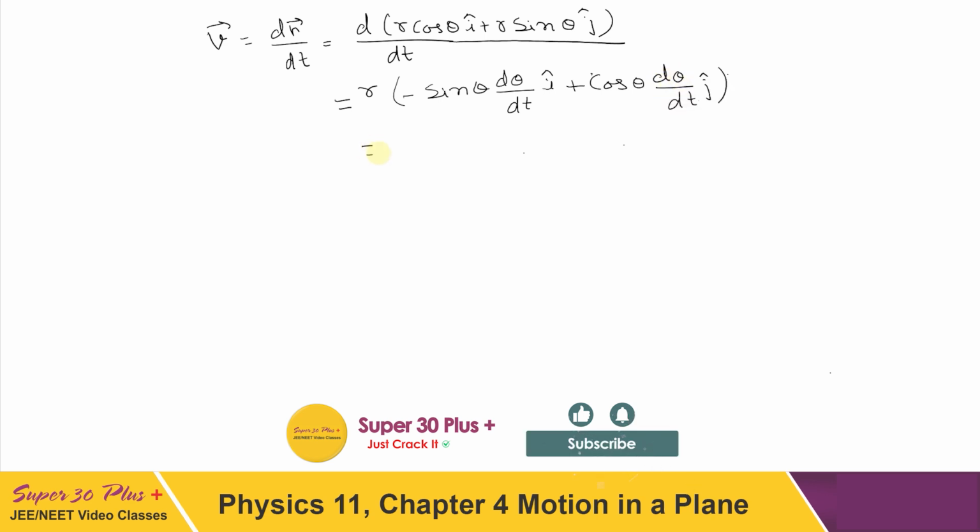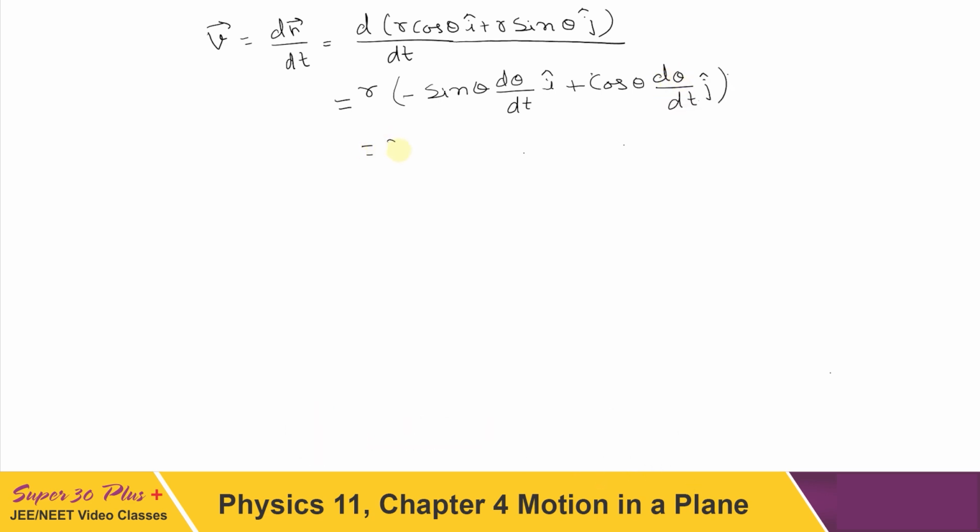If you take d theta by dt as common, it will be r d theta by dt times minus sine theta I plus cos theta j. Now let us see what this term is, minus sine theta I plus cos theta j.